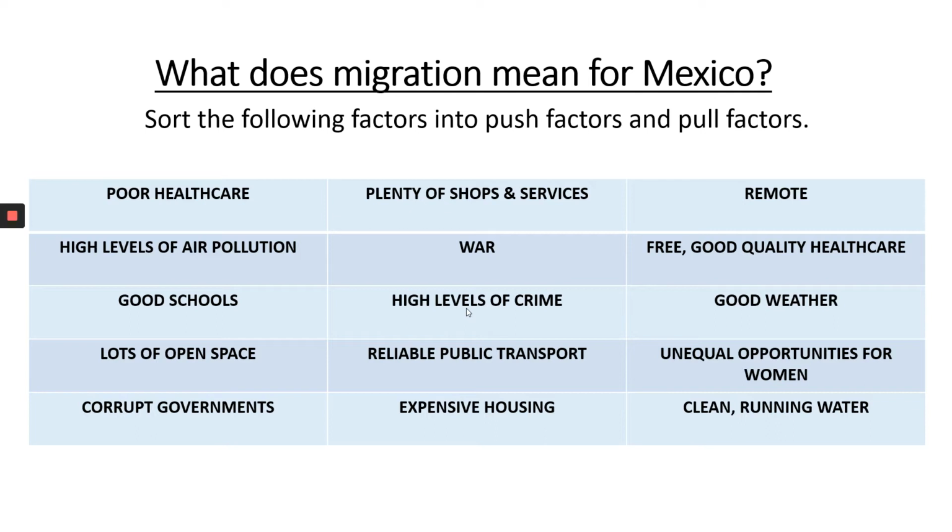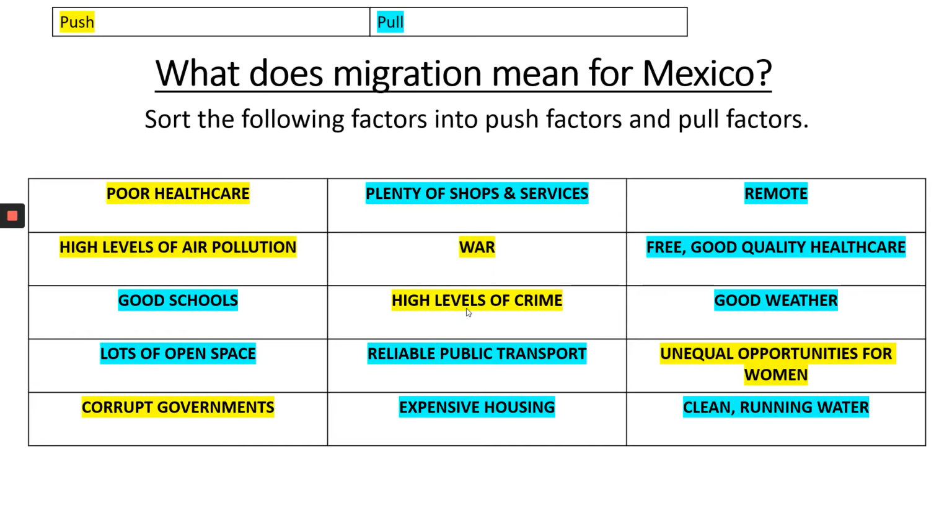Okay, so you should have worked those ones out already, but this is what we did. So you'll notice here I've just color-coded them there. So push is my yellow and pull is my blue. Okay, so poor healthcare, high levels of air pollution, war, high levels of crime, unequal opportunities for women, corrupt governments. These are all push factors. They make people need to leave.